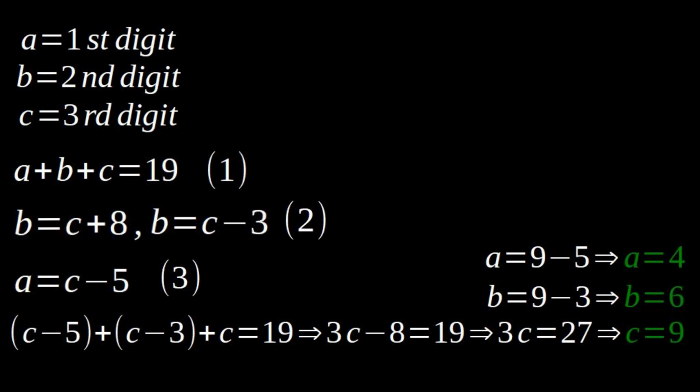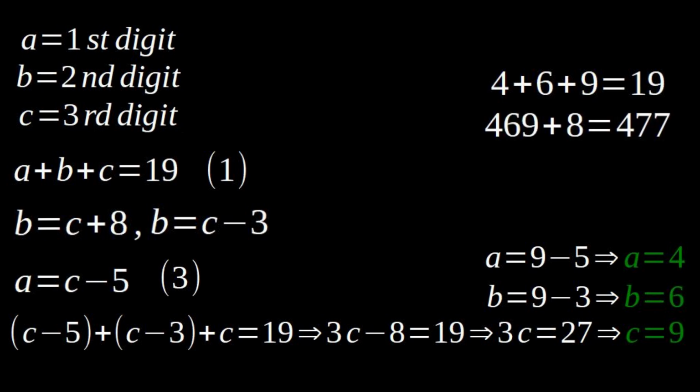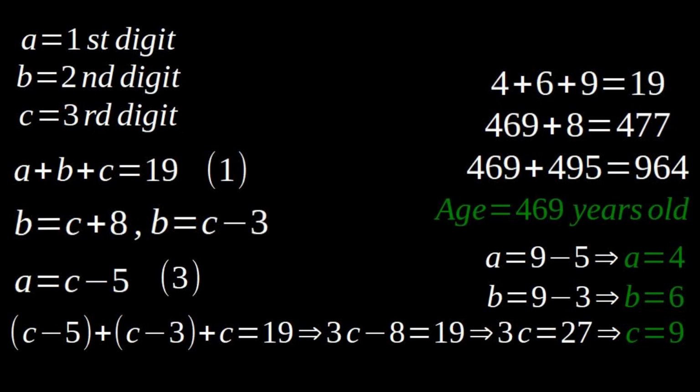So we do a quick confirmation if this is the correct answer. 4 plus 6 plus 9 equals 19, which is correct. After 8 years, the age becomes 477. Second and third digits become equal, correct. And 469 plus 495 years, we get 964. And the first and third digits have indeed swapped. So that's our answer. 469 years old is the prophet.